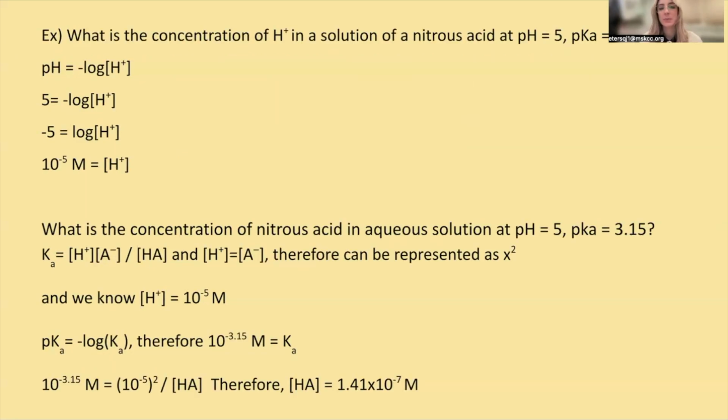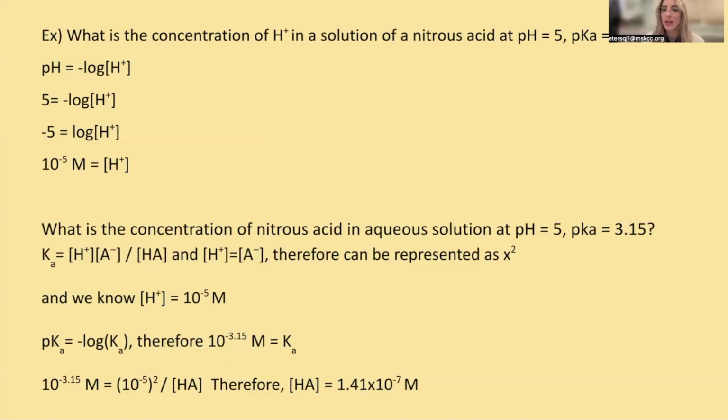In this next problem, we're asked to solve for the concentration of H plus ions in a solution of nitrous acid at a pH of 5 and with a pKa of 3.15. Now we're given the pH, so we can directly solve for the H plus concentration using the pH formula here. Using your log rules, you then solve that the concentration of H plus ions equals 10 to the negative 5 molar.